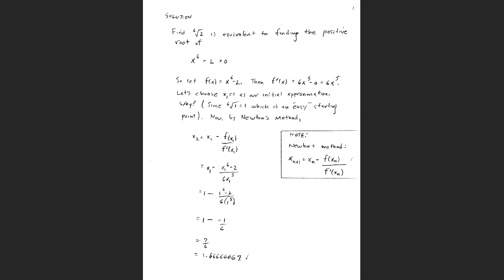So, finding the sixth root of 2 is equivalent to finding the positive root of this equation, and therefore we're going to let f of x equal x to the 6 minus 2. And I just verified that for you. So sometimes you have to come up with the functions. Okay, sometimes you do.